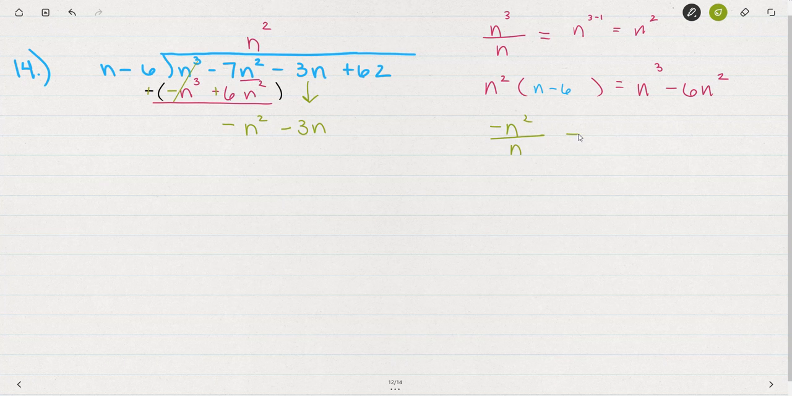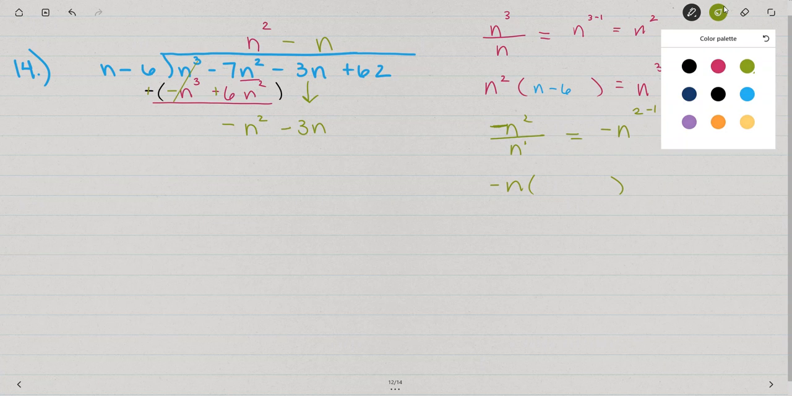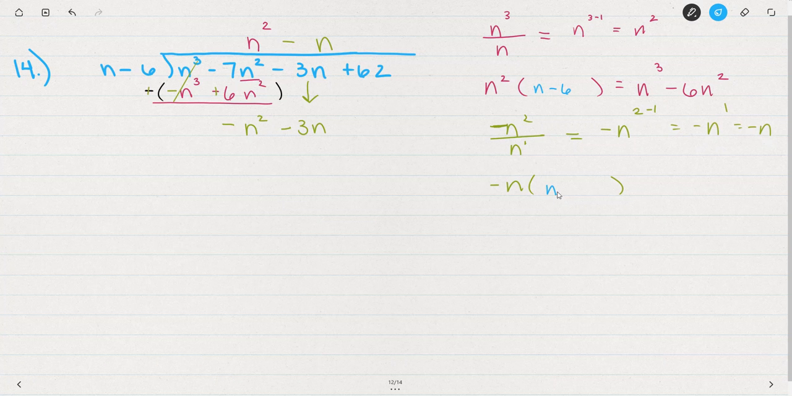Negative n squared divided by n is negative n, because we have this negative, don't lose that, but it's 2 minus the 1 in the denominator. So 2 minus 1 is 1, so it's just negative n, right? Or I should say the opposite of n. So I'll write the opposite of n at the top, and now I'm ready to multiply. And remember, the multiplying is really just distributing.